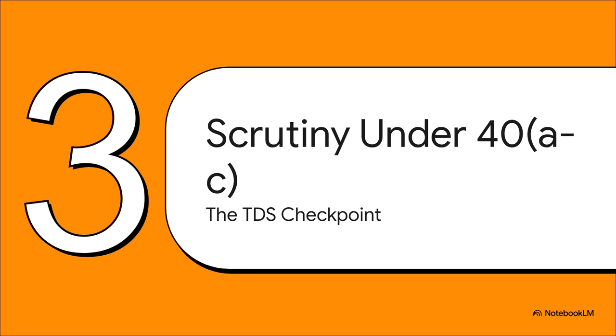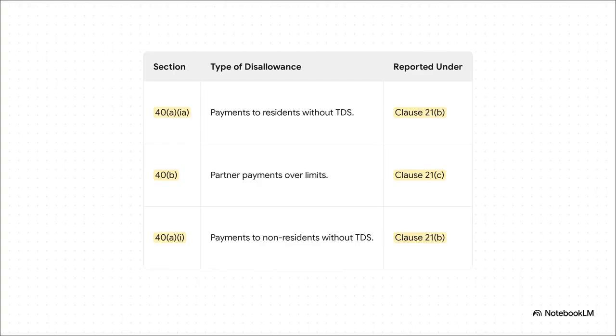Okay. Moving on, let's talk about payments that get scrutinized under Section 40. You gotta pay attention here because these rules are powerful. They can actually override other parts of the Act and lead to some huge disallowances. And usually it all comes down to one big misstep: not handling TDS correctly. This table lays it out pretty nicely. The biggest issues you'll find under Section 40, the real red flags, are payments made to people, whether they're residents or non-residents, where the proper tax deducted at source, TDS, just wasn't done.